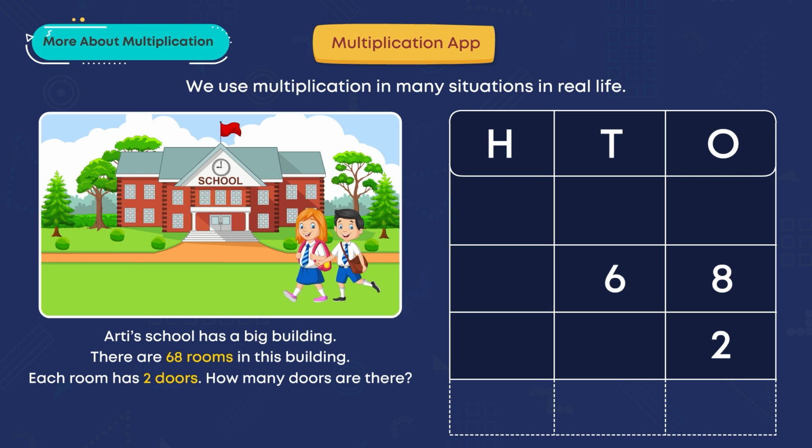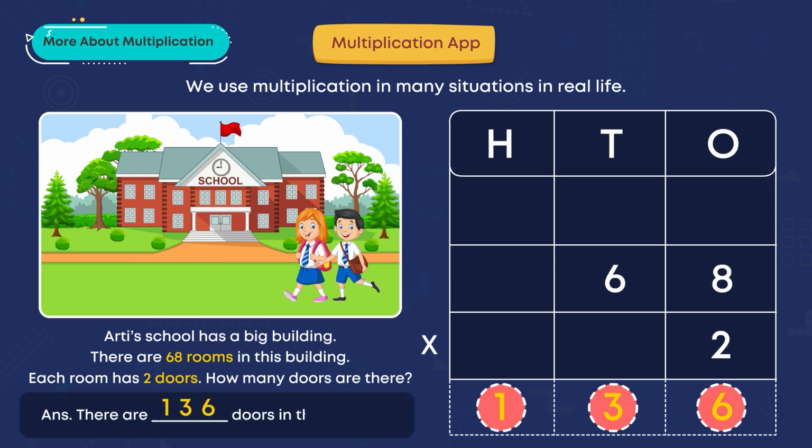Number of rooms is 68. Each room has doors equal to 2. Total number of doors in this building is 68 into 2 is equal to 136. Answer: There are 136 doors in the building.